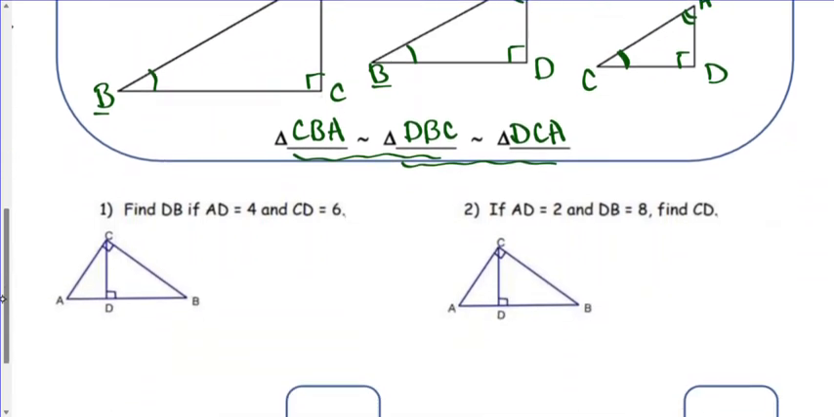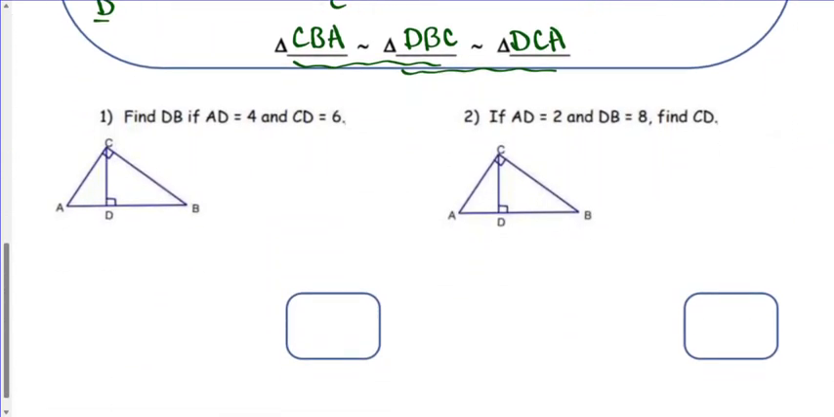So we're going to use this to find some missing sides. We're going to try to find side DB. I'm going to label that with X. If AD is 4 and CD is 6. So the first thing I want you to do is actually just redraw these triangles so they're oriented the same way and we can see which sides are corresponding.